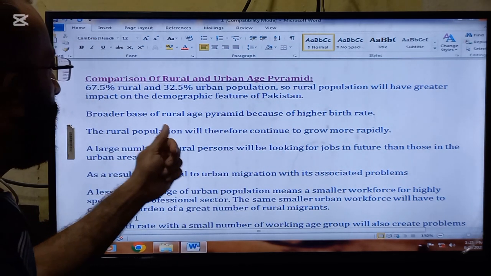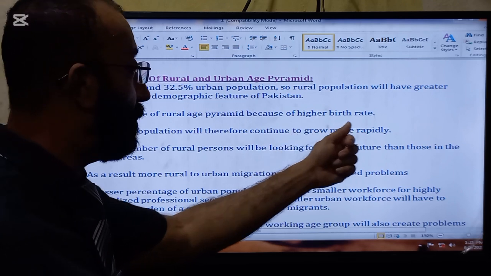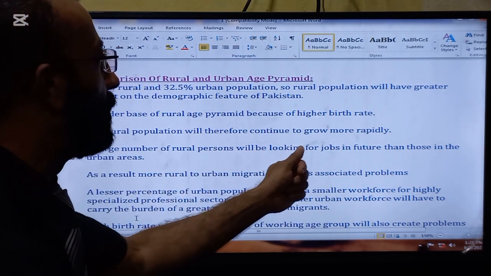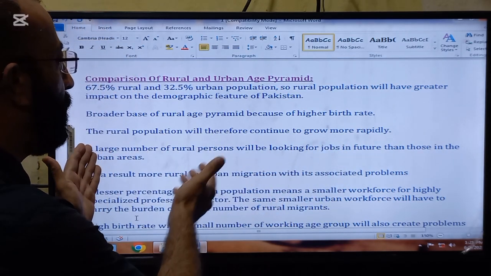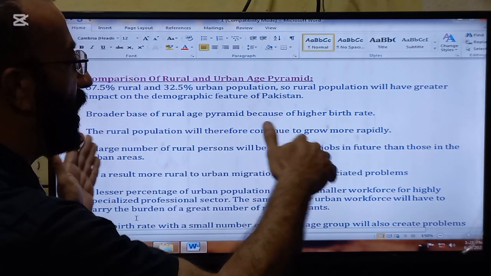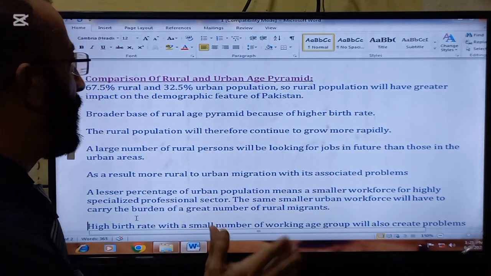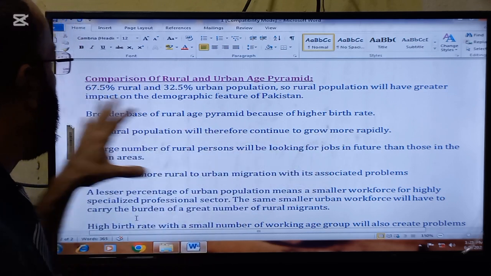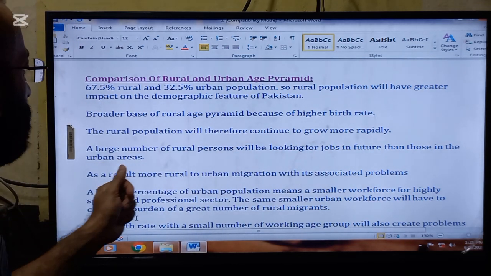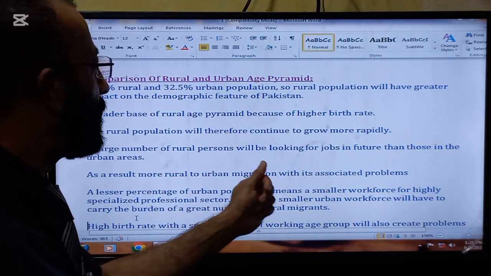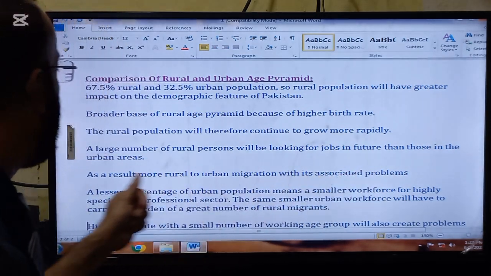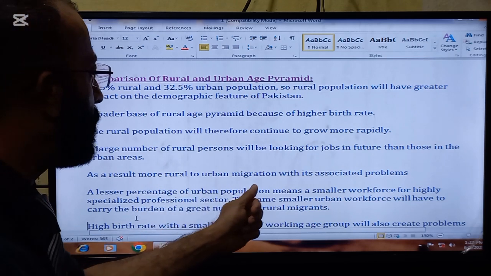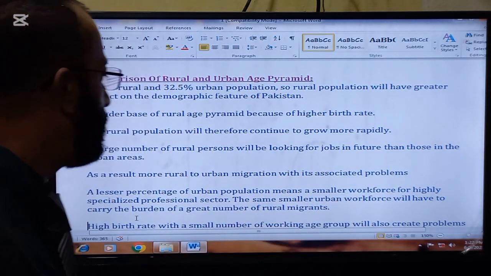Broader base of the rural age pyramid because of the higher birth rate. The rural population will therefore continue to grow more rapidly because more children are coming, so they will continue the multiple chain reaction. So the population will be on the rise, growing more rapidly in the rural population. A large number of the rural persons will be looking for jobs in future than those in the urban areas. As a result, more rural to urban migration with its associated problems.